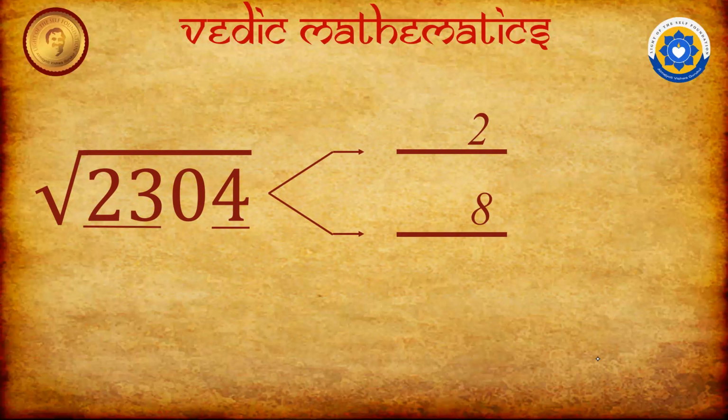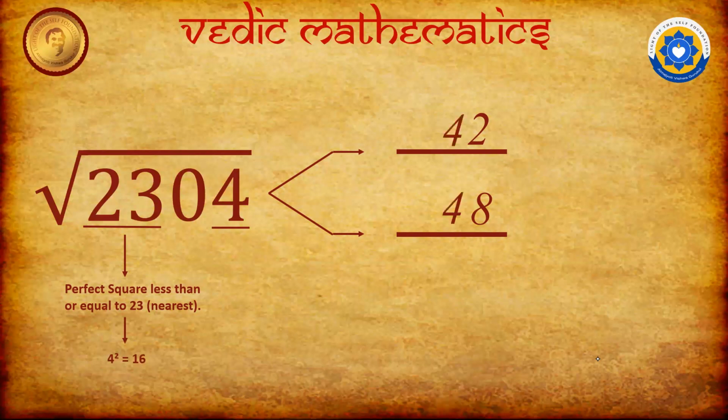But to find the tens place, take the first 2 digits, that is 23. Now we need to find a perfect square that is less than or equal to 23. Remember that this square should be the nearest one. So the nearest square less than or equal to 23 is the 4 square, 16. So now you just write 4 on both these blanks.